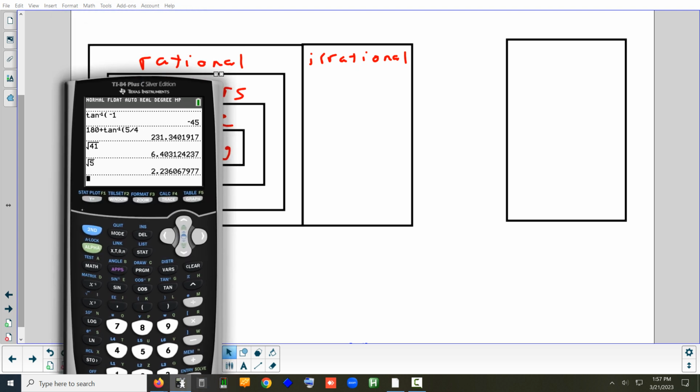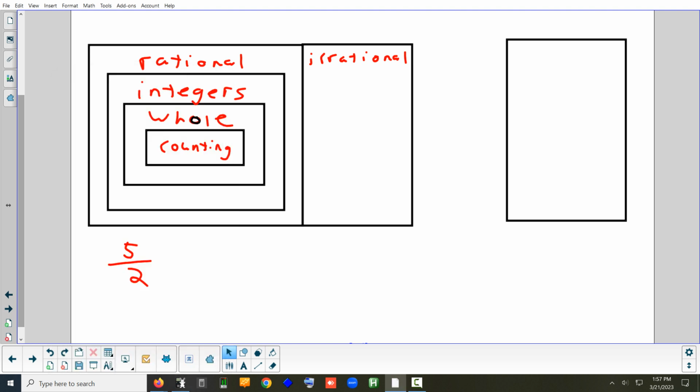And it's not like, well, maybe someday we'll figure out how to write square root of 5 as a fraction. No, we won't. It cannot be done, and it's provable. So what would you do with that? If it doesn't fit in the kinds of numbers that are fractions, which is what rational numbers are, we've got to put it somewhere. So we put it in this group called irrational. Another example would be something like pi. Pi is a number that you cannot write as a fraction. But square roots probably will come up most of the time.